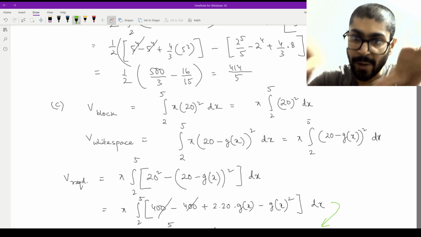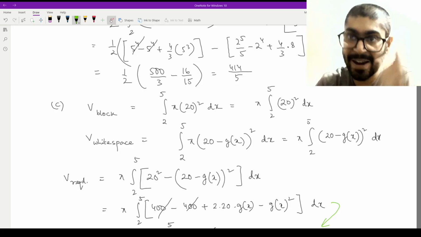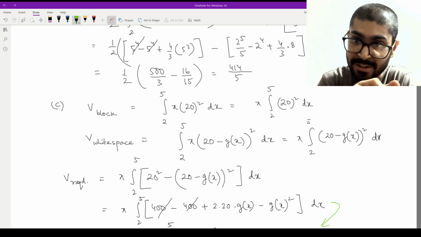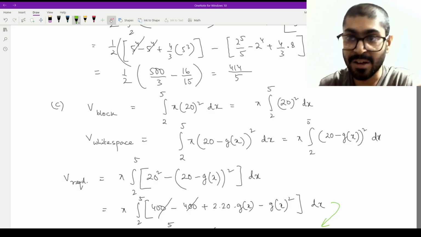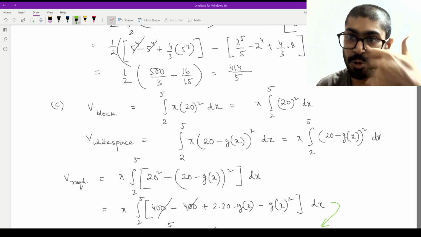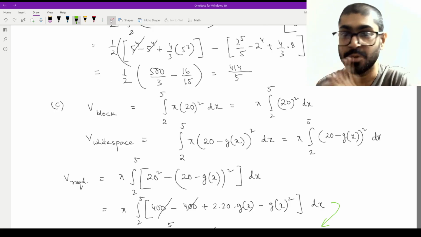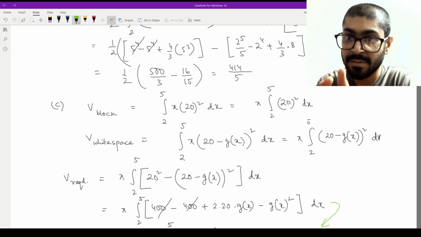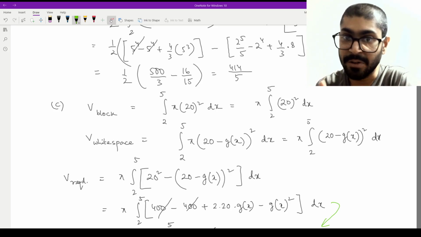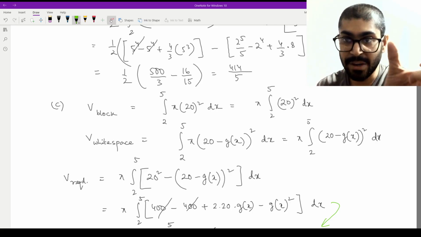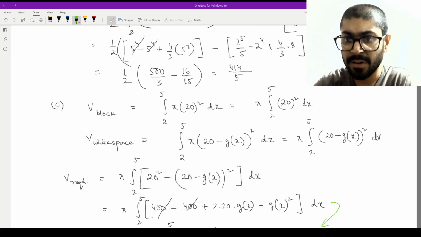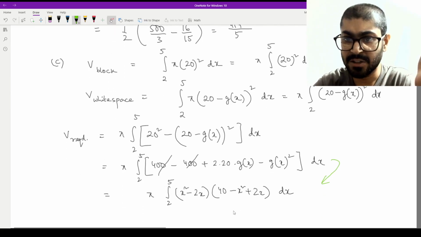So the white space is basically 20 minus g(x), the entire block that is not g(x). Again, the volume of that rotated will be the integral from 2 to 5 of pi r squared, so pi times (20 minus g(x)) whole squared, and that would give us the V of white space. So the required volume will be V block minus V white space. We just simplify it for two steps and we reach this point.